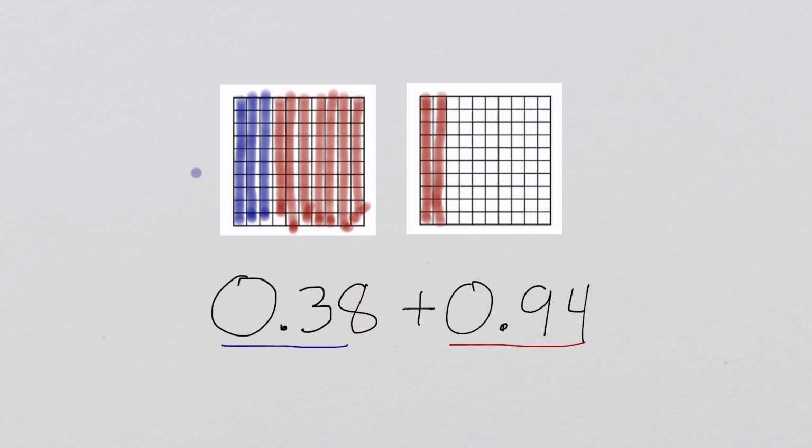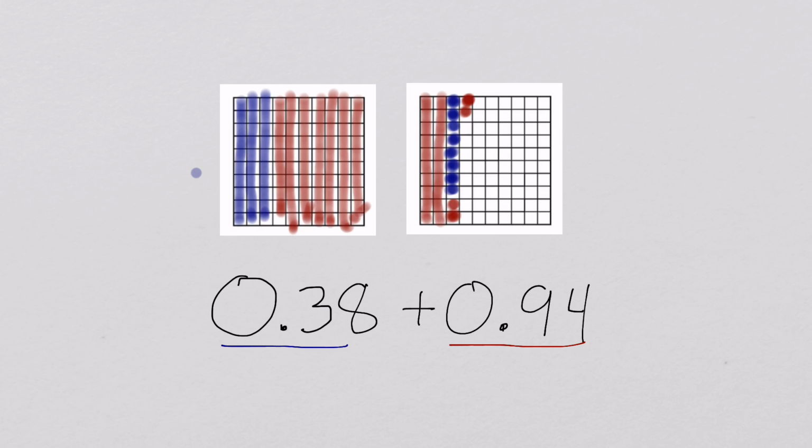I need to put in 8 hundredths in blue. So 1, 2, 3, 4, 5, 6, 7, 8. There's our 8 individual boxes to show 8 hundredths. And now I just need to put 4 hundredths in red. So 1, 2, we finished up that column, so I got to move to the next one, 3, and 4. And there we have it. We have shaded in our addition problem of 38 hundredths plus 94 hundredths.